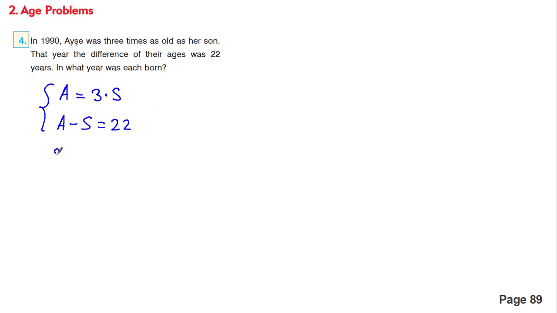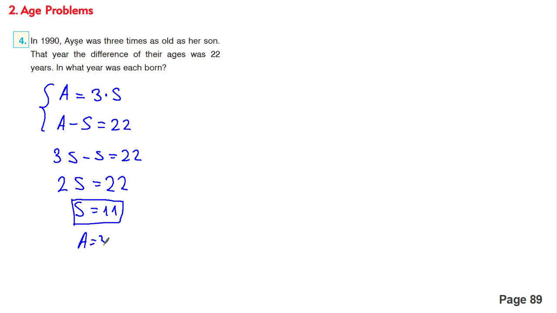We use substitution, so you get 3s minus s is 22. So 2s is 22. Dividing by 2, her son's age is 11. Great. If her son's age is 11, you substitute here and you get that mom's age was 33. Perfect. But is that the question? Well, the question says in what year each was born.